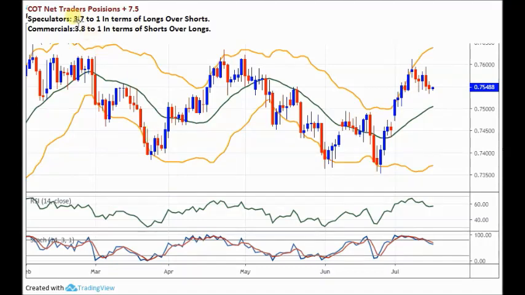Now, in terms of COT net traders positions, I've expressed them here as a ratio. And this ratio here is plus 7.5, which is a really good one in this pair. The ratio comes from the divergence between specs and commercials. So speculators have got 3.7 to 1 in terms of longs over shorts, so very bullish. Commercials 3.8 to 1 in terms of shorts over longs, so commercial smart money is very bearish. The divergence has built up quickly. It's a really great one in this pair historically.